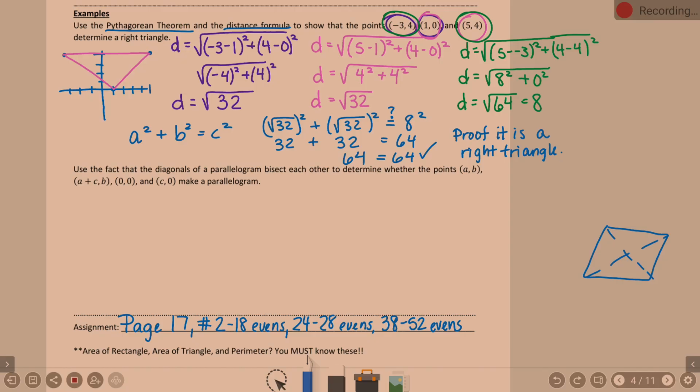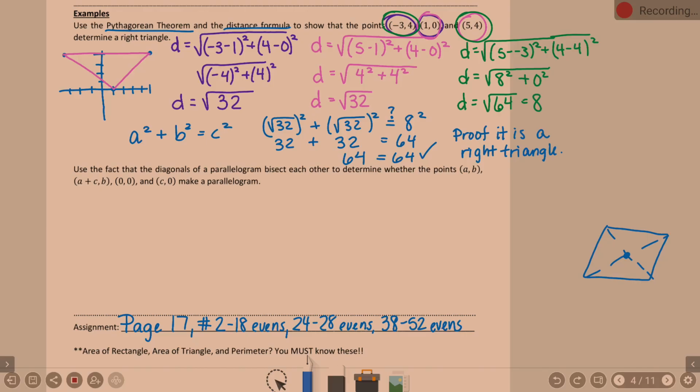What does it mean? We're trying to use the fact that the diagonals of a parallelogram bisect each other. What's bisect mean? They cut in half, right? So the rule is the diagonals bisect each other. That means those two places are cutting each other in half. What is this of the diagonals? The midpoint. Midpoint.